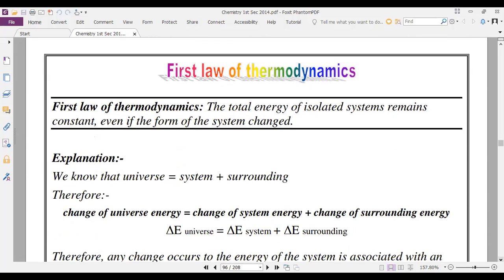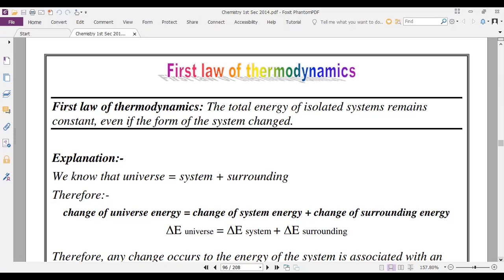So number one, first law of thermodynamics. What about the first law of thermodynamics? The first law of thermodynamics means that the total energy of isolated systems remains constant, even if the form of the system changes. So what's meant by first law of thermodynamics? The total energy of isolated systems remains constant even if the form of the system changes.